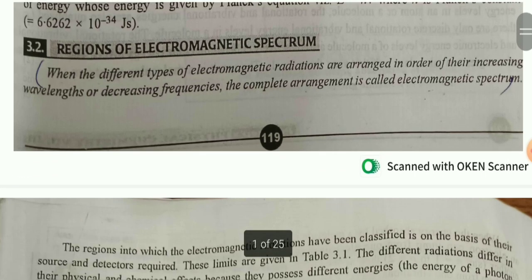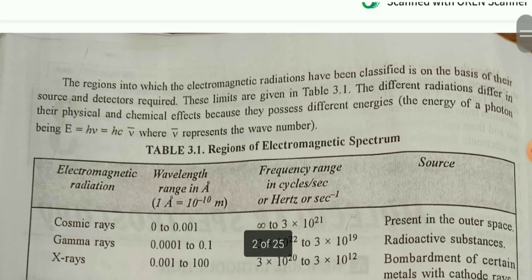Heading 3.2, Regions of electromagnetic spectrum. When the different types of electromagnetic radiations are arranged in order of their increasing wavelengths or decreasing frequencies, the complete arrangement is called electromagnetic spectrum. The regions into which the electromagnetic radiation have been classified is on the basis of their source and detectors required. These limits are given in table 3.1.